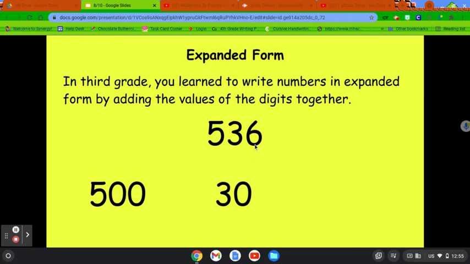The last digit in this number is a 6. It is in the ones place. 6 groups of 1, of course, give us a total of 6. Then you would simply take those three values and add them together to write 536 in expanded form. It is 500 plus 30 plus 6.